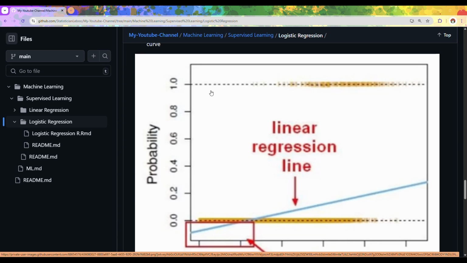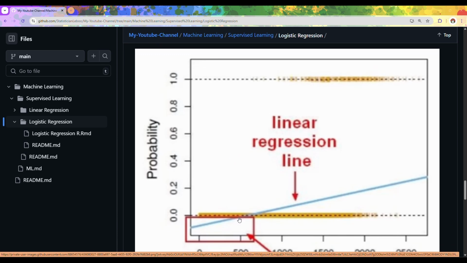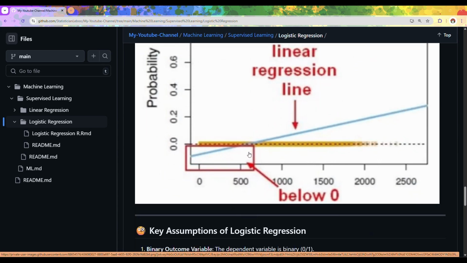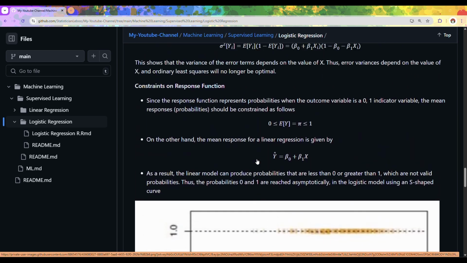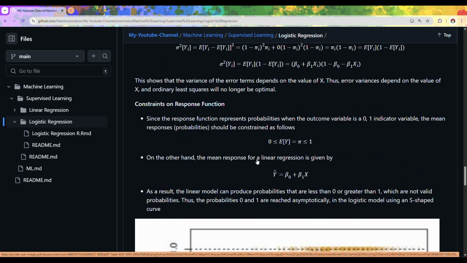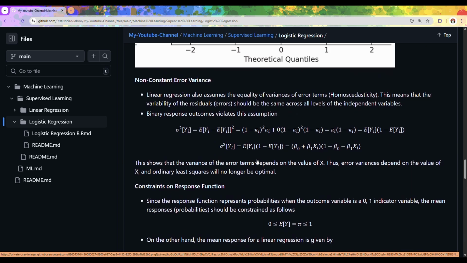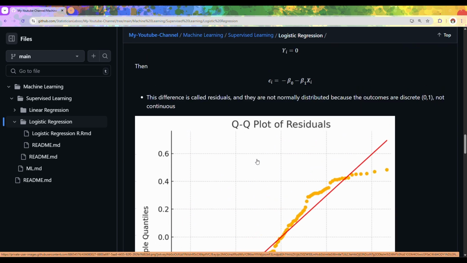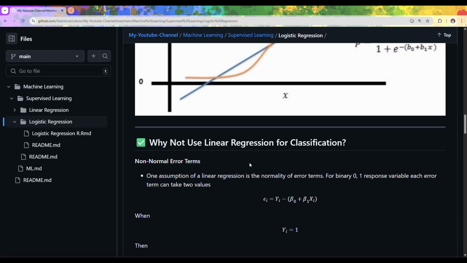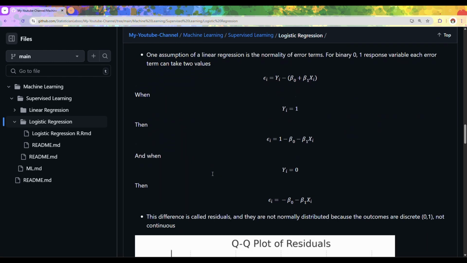But now for probabilities, we want it to be either 0 or 1. For linear regression, it will go below 0, and this is a problem. Therefore, for classification outcomes, for binary responses, we cannot use linear regression. So in summary, the reasons why we cannot use linear regression is due to the non-normal error terms.